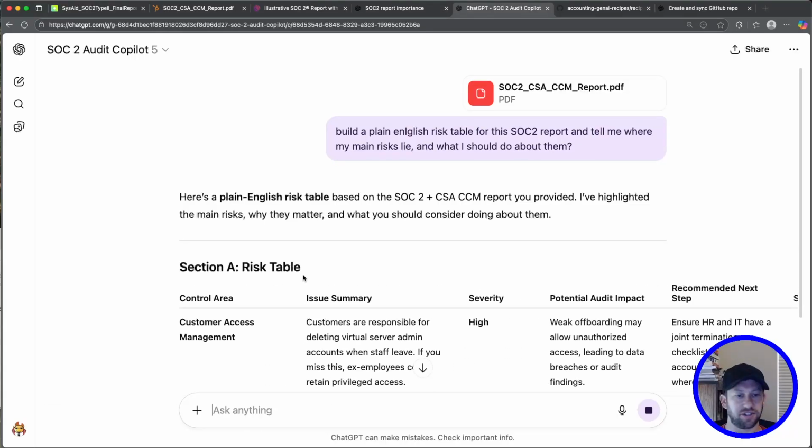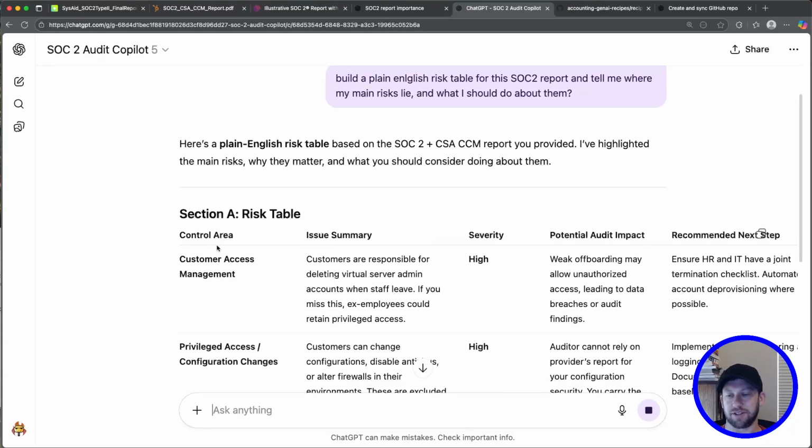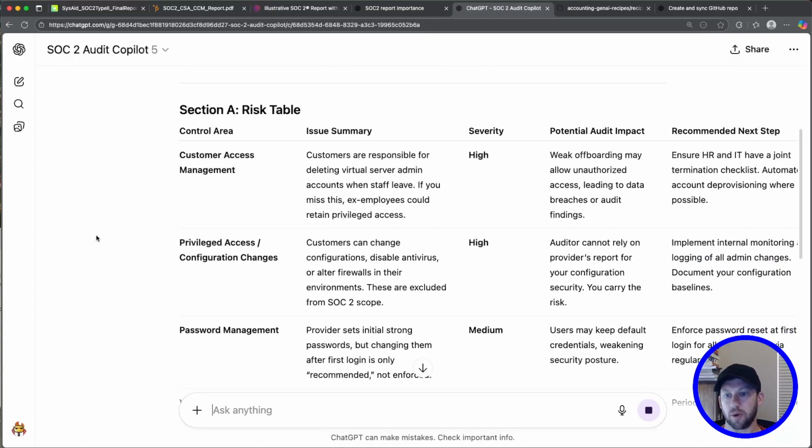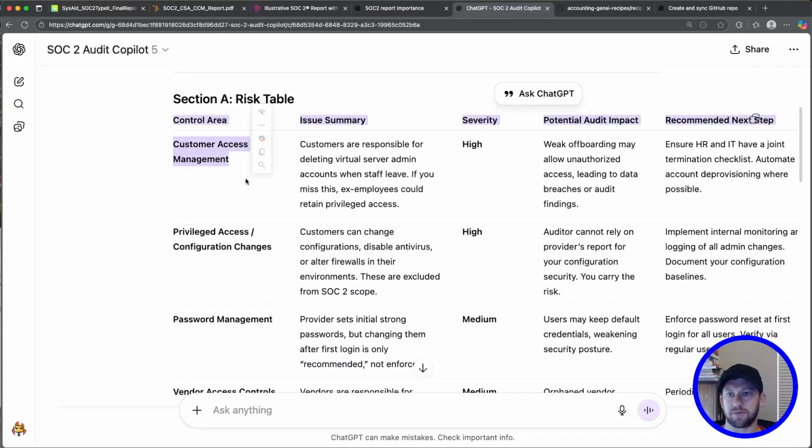So again, just like anything else with AI, you want to review this yourself, look at the source data. If I was doing this in practice, either as a company or as an external auditor, I wouldn't just take this and go with it. I would take this as a starting point and then look at the underlying files and validate whether this is correct or not. So you've got their control areas, customer access management.